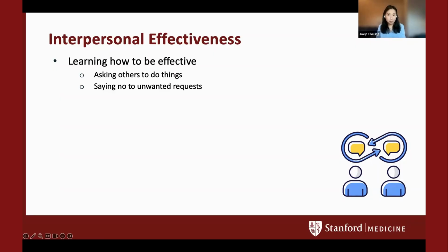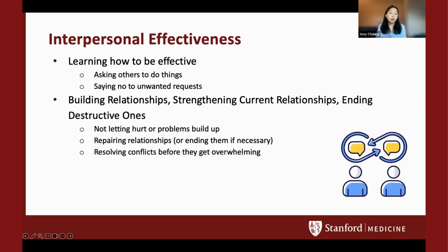So the whole goal of interpersonal effectiveness is learning how to be effective in asking other people to do things that we want them to do, saying no to unwanted requests, and setting boundaries for things that we don't want. It's also building relationships, strengthening current relationships, and ending destructive ones, so not letting hurt or problems build up and create resentment or more hurt. It means repairing relationships or ending ones if necessary, so that we can repair from those pain points, and resolving conflicts before they become too overwhelming.